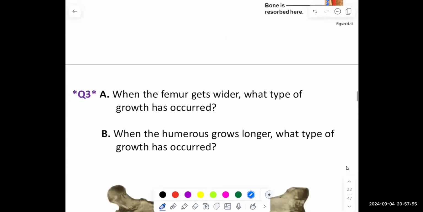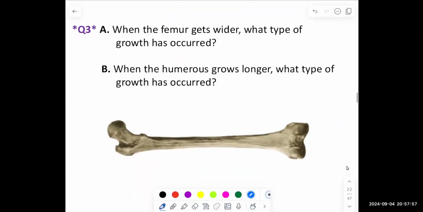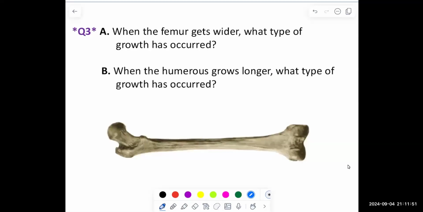This is how I'm gonna ask it. Once you answer this question, 10-minute break. So let's come back at 9:10. When the femur grows wider, what type of growth are you going to call that? Appositional growth. What about when it gets longer? Interstitial growth.